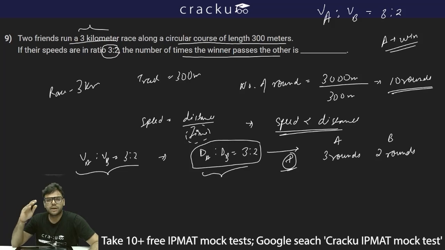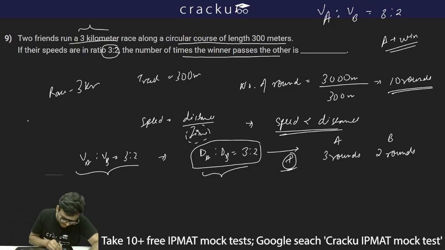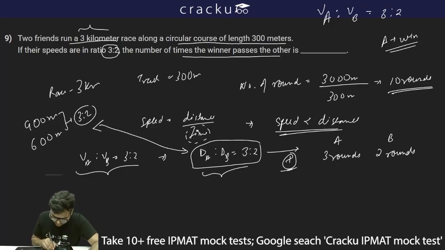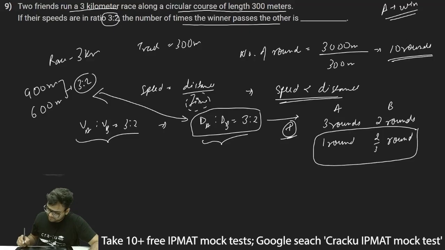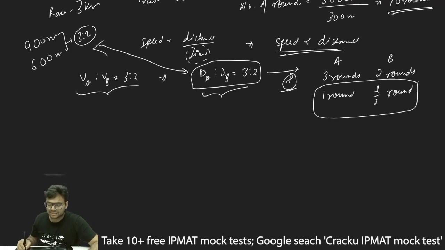So in that time, A will cover 3 rounds, which is 900 meters, and B will cover only 2 rounds, which is 600 meters, and the ratio of this is 3:2. Now if A covers 3 rounds, B will cover 2 rounds. So if A is covering 1 round, B will cover 2 by 3 round. We have to remember this: when A is covering 1 round, B is covering 2 by 3 round.